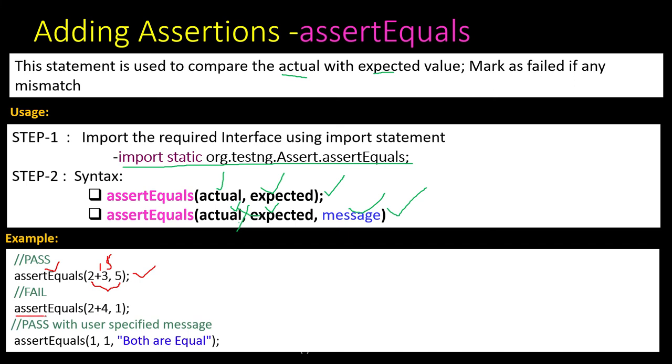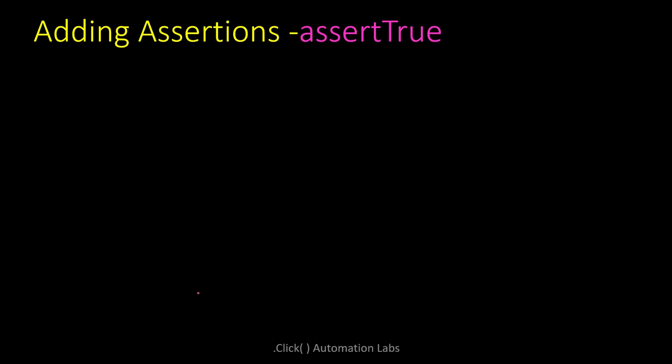And the second is assertEquals 2 plus 4, which means 6, comma 1. Are both equal? No. But I said assert that these two are equal, so this case will fail. And this assertEquals 1 comma 1: both are equal, and I wrote both are equal. Only if there is a mismatch will this message be printed. If not, this message won't be printed in your result file. So this is about assertEquals. We'll see one example for each of these asserts.